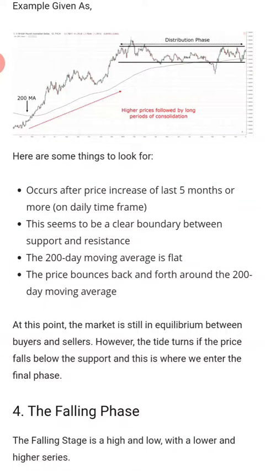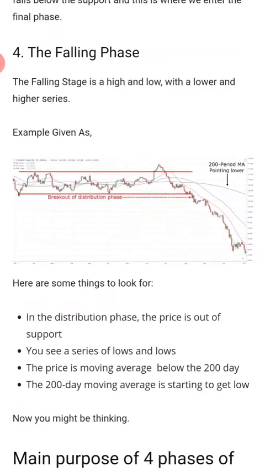The 200-day moving average is flat. The price bounces back and forth around the 200-day moving average. At that point, the market is still in equilibrium between buyers and sellers. However, the tide turns if the price falls below the support, and this is where we enter the final phase, the falling phase.